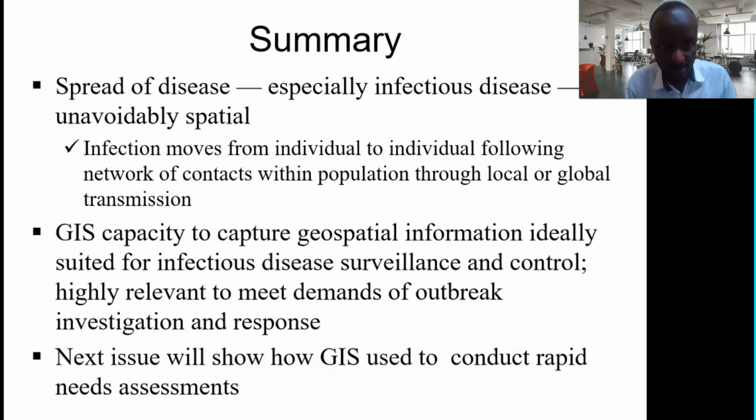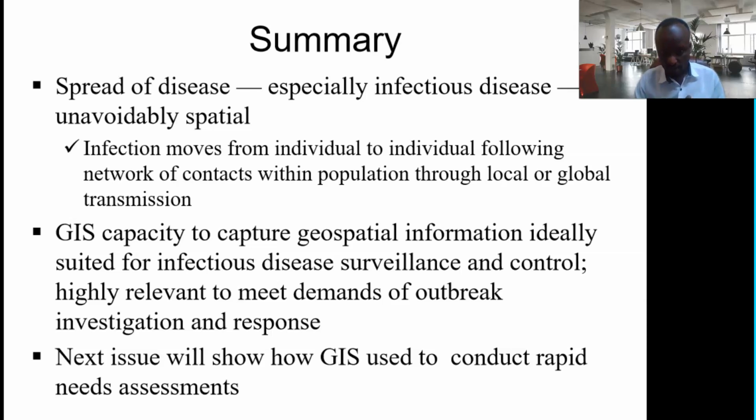Now let us come to the summary of this course. We have said the spread of disease, especially infectious disease, is unavoidable. Infection moves from individual to individual following networks of contact within populations through local or global transmission. For this purpose, the application of GIS makes understanding these disease transmissions very simple. GIS's capacity to capture geospatial information is ideally suited for infectious disease surveillance and control, and highly relevant to meet the demands of outbreak investigations and response.